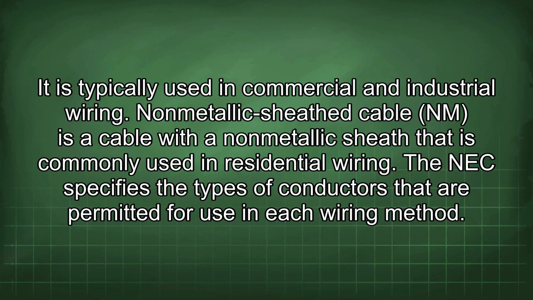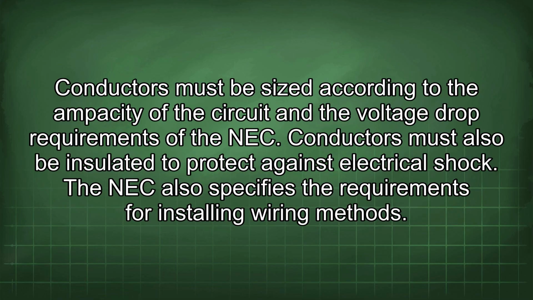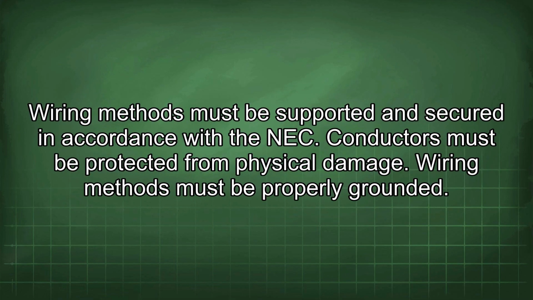The NEC specifies the types of conductors that are permitted for use in each wiring method. Conductors must be sized according to the ampacity of the circuit and the voltage drop requirements of the NEC. Conductors must also be insulated to protect against electrical shock. The NEC also specifies the requirements for installing wiring methods. Wiring methods must be supported and secured in accordance with the NEC. Conductors must be protected from physical damage. Wiring methods must be properly grounded.